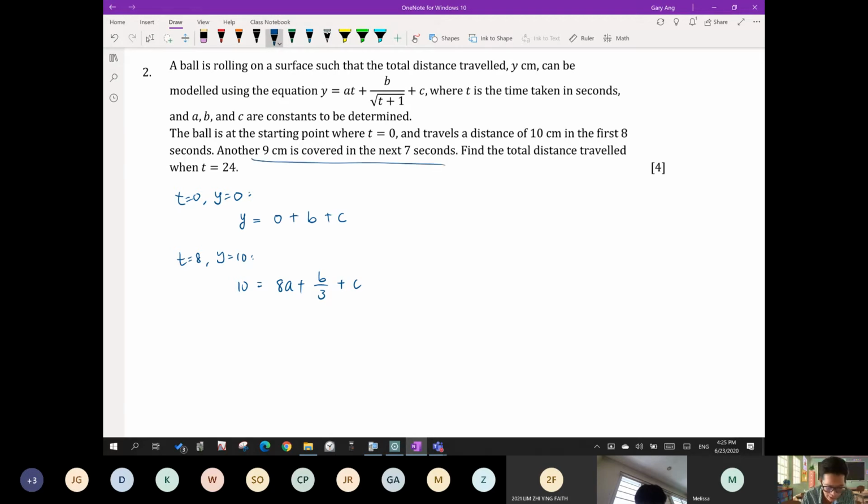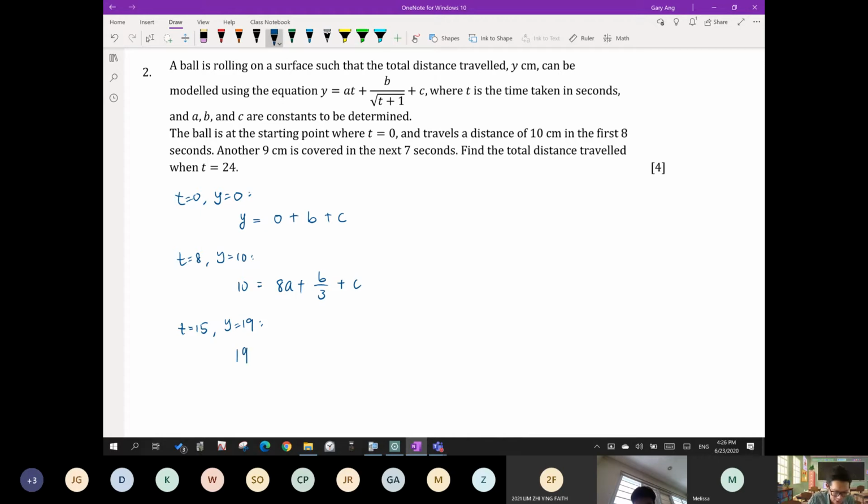All right, another 9 centimeters is covered in the next 7 seconds. So you're already at 8. The next 7 seconds talking about t equals 15. Okay, so we're talking about t equals 15. All right, and another 9 centimeters. So that means y must be equal to 19 now. Okay, so you'll be surprised by how some people can get this wrong. Okay, they'll put y equal to 9 or whatnot. Okay, so the whole idea is people can get careless. Okay, so you do want to be a little bit careful.